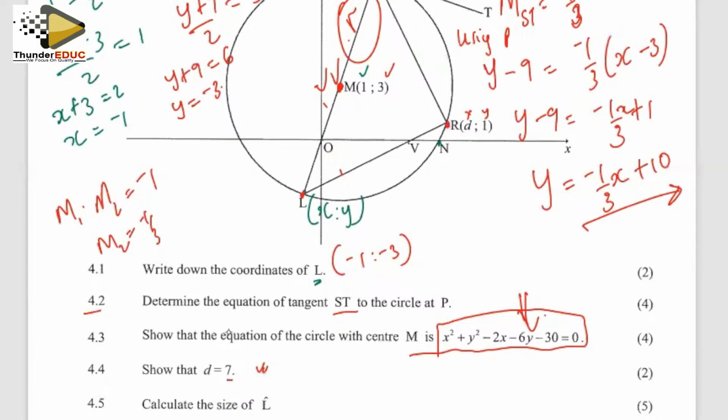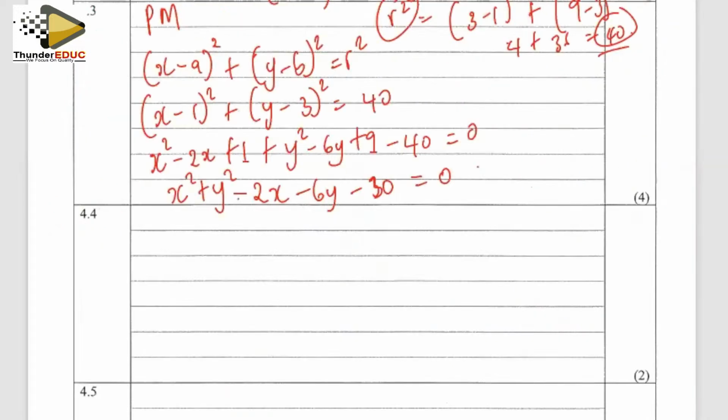Alternatively, we know that this is a diameter, which means the angle here will be 90. We have these coordinates, so we can try the gradient. Gradient of this times gradient of that must give us -1. Let's see if we shall get the same answers.